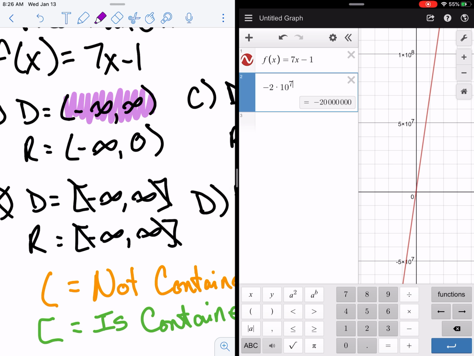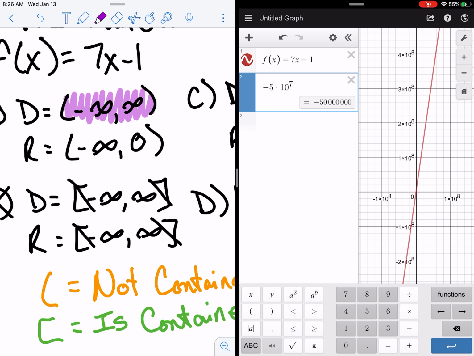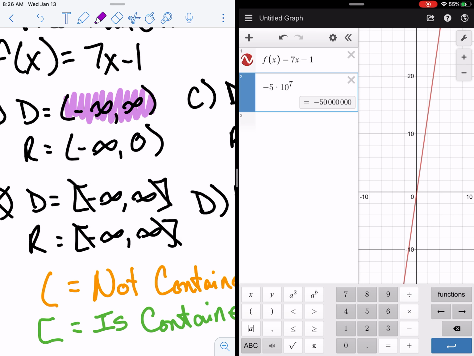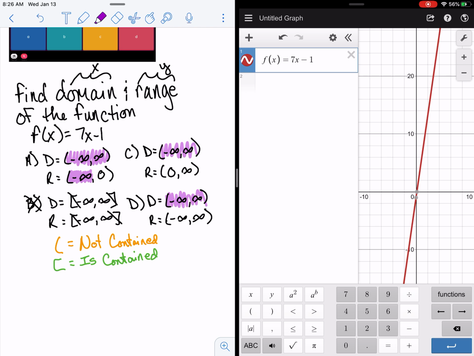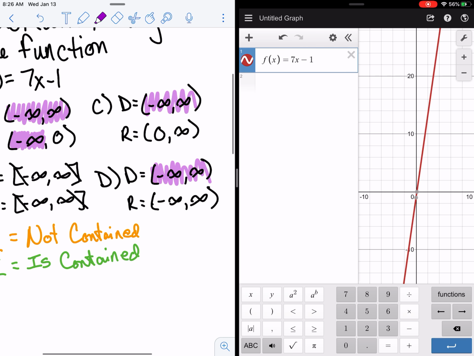is -20 million. Well, the next thing I see is -5, it's -50 million. And I'm sure I can keep on going and going. That last statement I said, going and going, never ending, and there's not a gap or a break, that tells me the graph goes downwards to a negative infinity value. So if my answer choice does not have negative infinity as its beginning value for the range, I'm going to get rid of it. So A can stay, D can stay for right now.